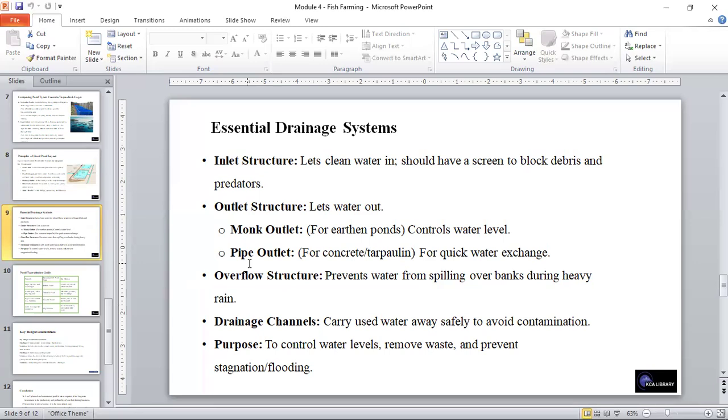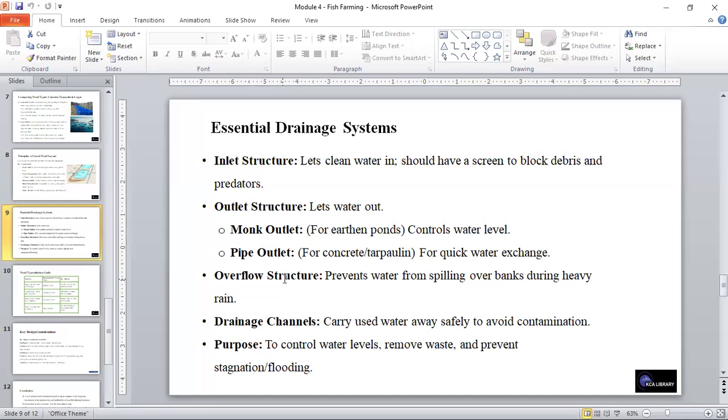Also, the outlet structure. This lets water out of the pond. And this is having two categories, the monk outlet for earthen pond, this one controls water level, and the pipe outlet for concrete or tarpaulin, it is used for quick water exchange.